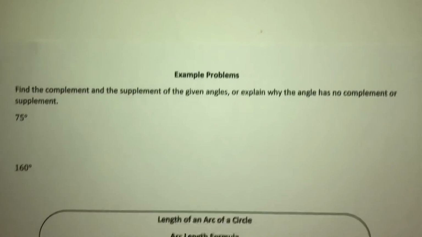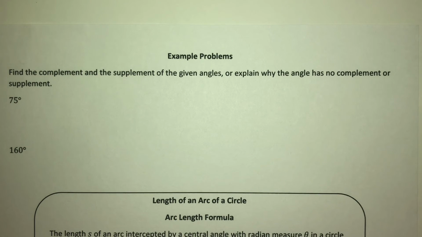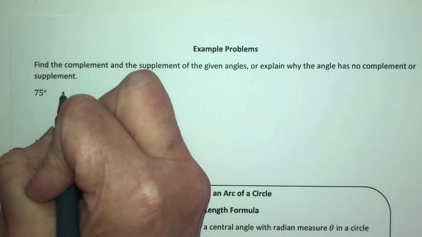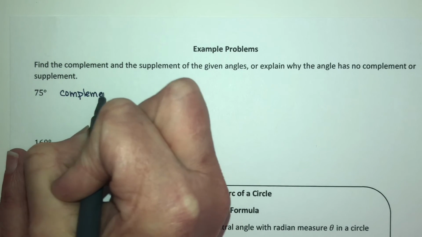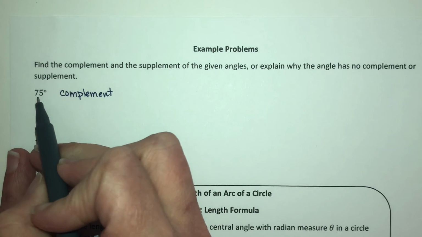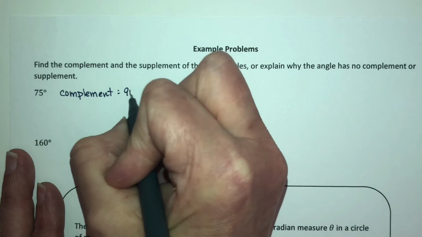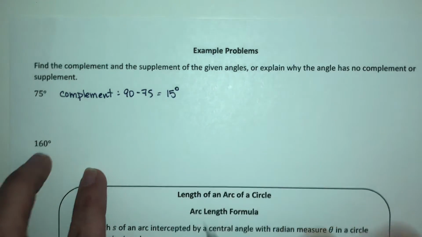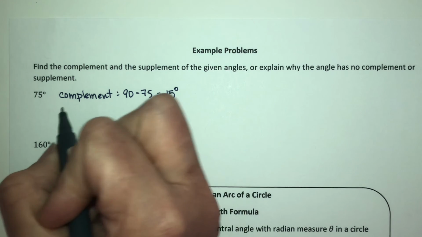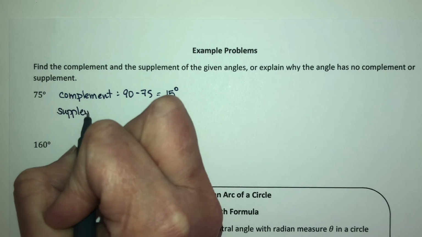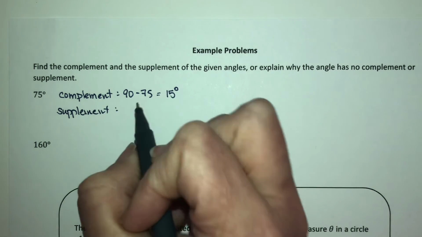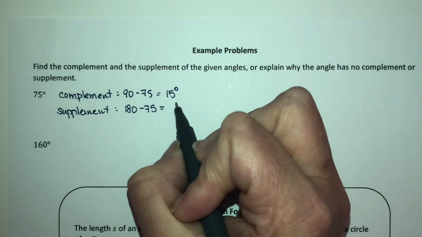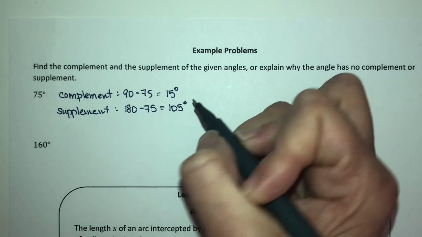So let's find the complement and supplement of the given angles, or explain why the angle has none. If we have a 75-degree angle and we want to find its complement, then we want to find the value that I could add to 75 to get to 90. So all we have to do is 90 minus 75, which gives us 15 degrees. The supplement, we would do basically the same thing, except we would do 180 minus 75, which gives us 105 degrees.